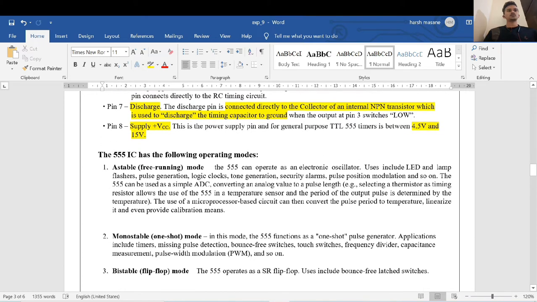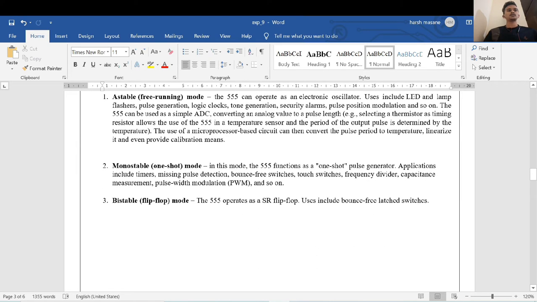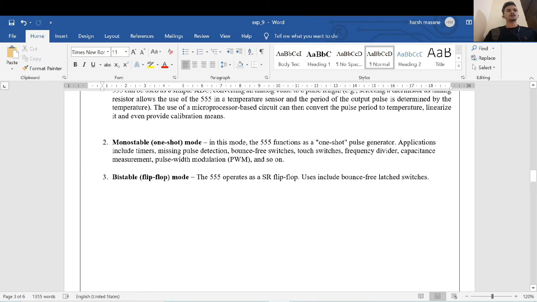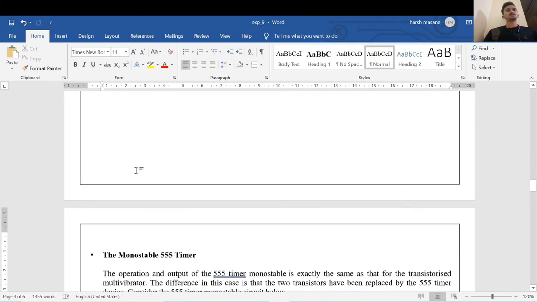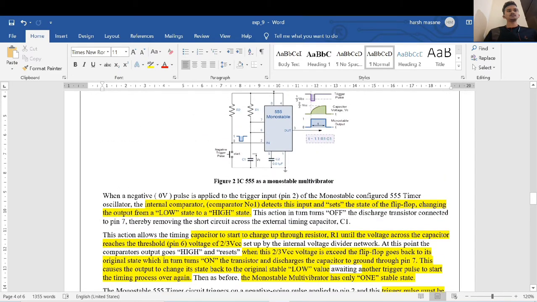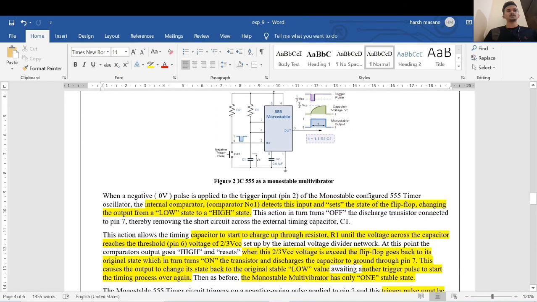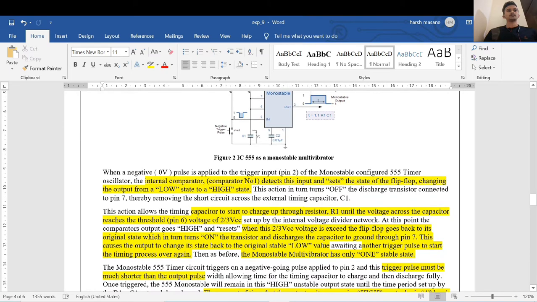So 555 can be operated in 3 different modes. First one is the astable, which is free running. Next is monostable, which is a one shot mode, and third is the bistable mode. So for PWM generation, we will require a monostable configuration. So in monostable, when a negative pulse is applied to this trigger pin, the internal comparator 1 detects this input and sets the flip-flop by changing the output from low state to high state.